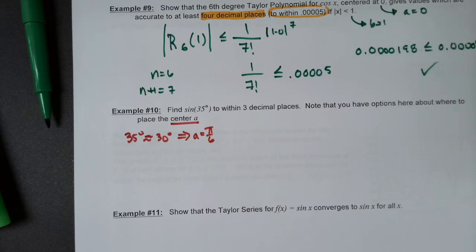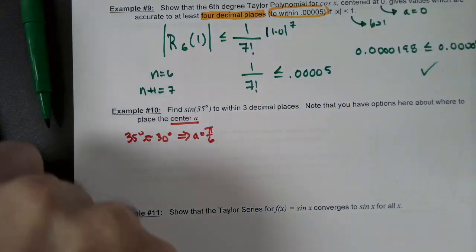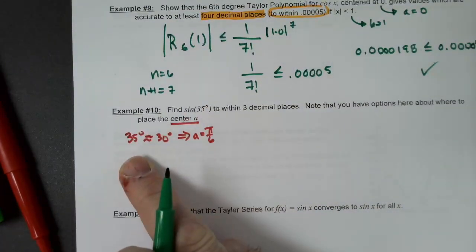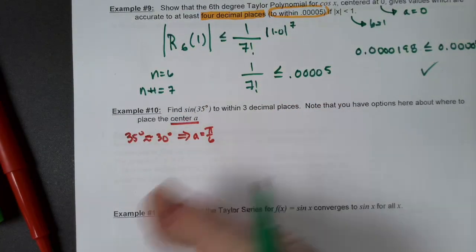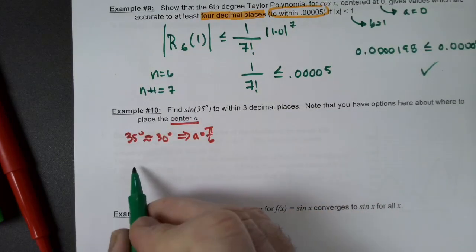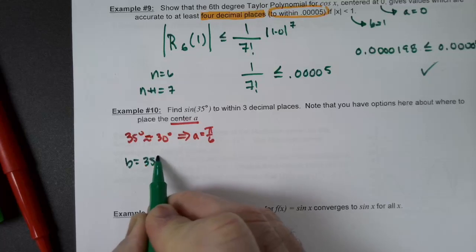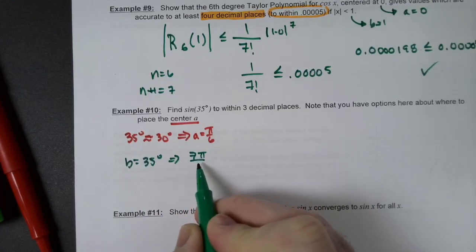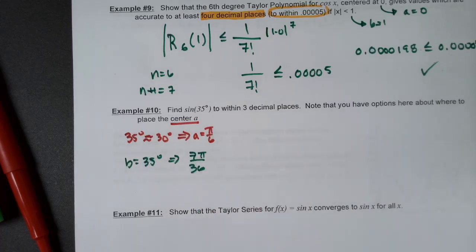Our b value, and we could have gone up to 40 degrees or something else, but it just makes the math a little bit harder for us. And then our b value will be that 35 degrees, which actually is 7 pi over 36 in radians. So let's work this one out.